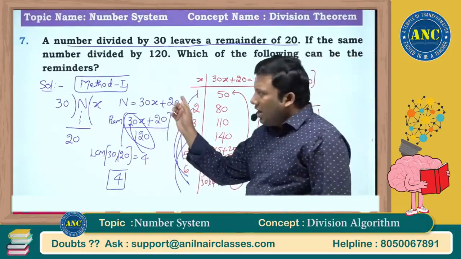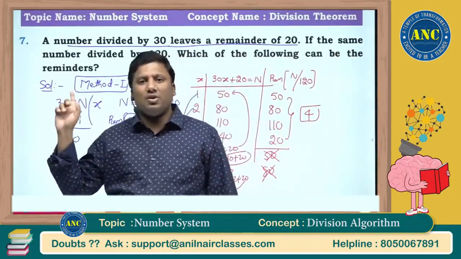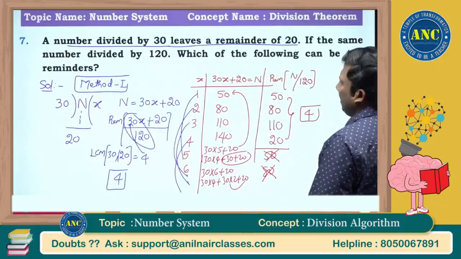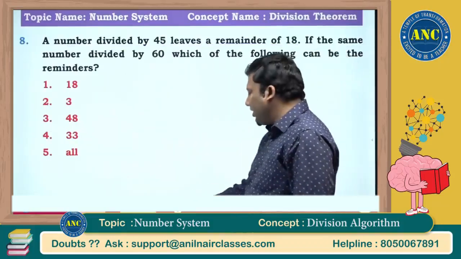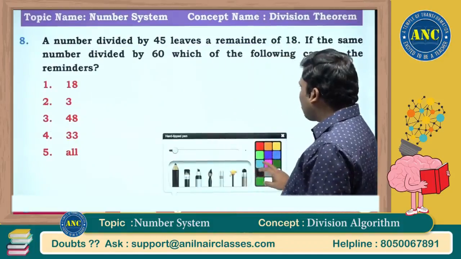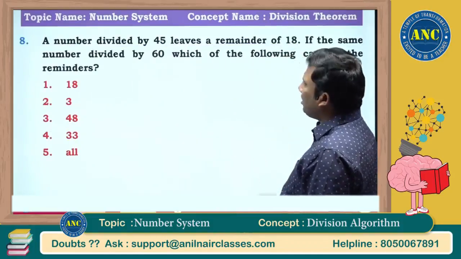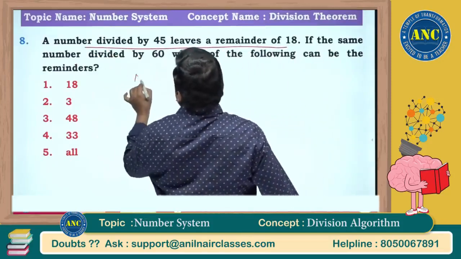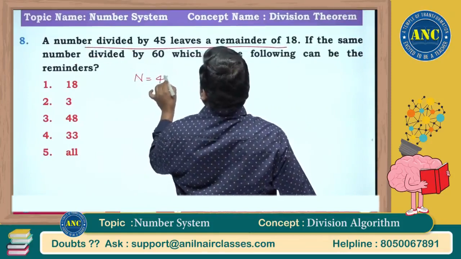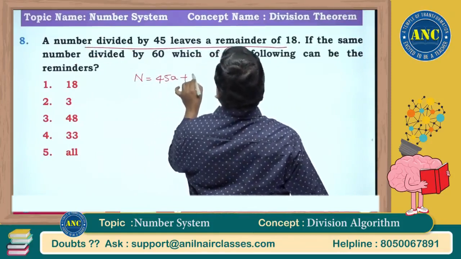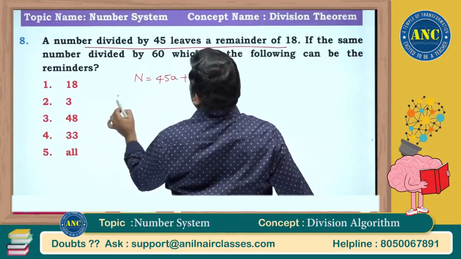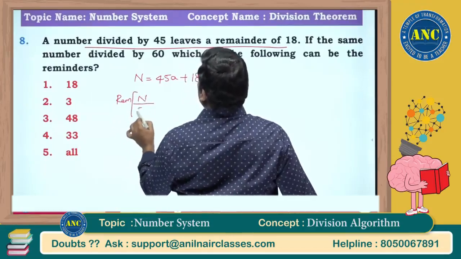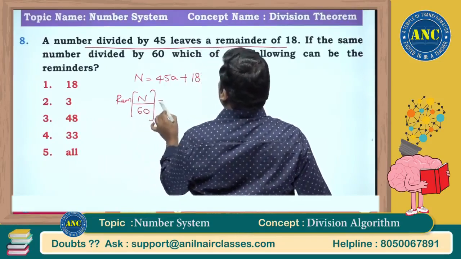Very easy question. These are the kind of questions which come in your CAT examination, right? Many students think that they are difficult. They are not difficult. They are all just logical questions. Now try to answer this question. A number when divided by 45 leaves a remainder 18. This is a typical CAT exam question. What is the remainder when it is divided by 60?